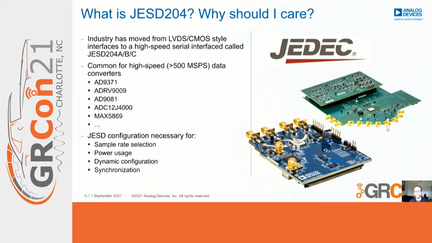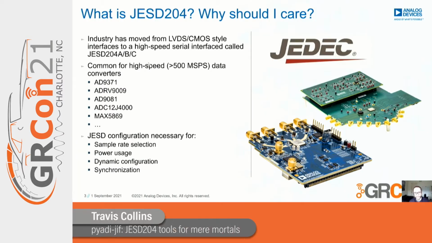The JESD204 specification is a JEDEC specification, similar to something like PCIe, that's designed to work with high-speed data converters or high-speed links between FPGAs and data converters, or even ASICs. This is a departure from the original LVDS CMOS dual data rate style links of the older generation of devices, like the 9361 transceiver that's in a device like Pluto, which use that style of interface.